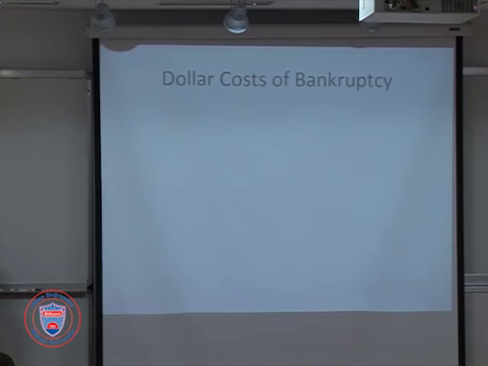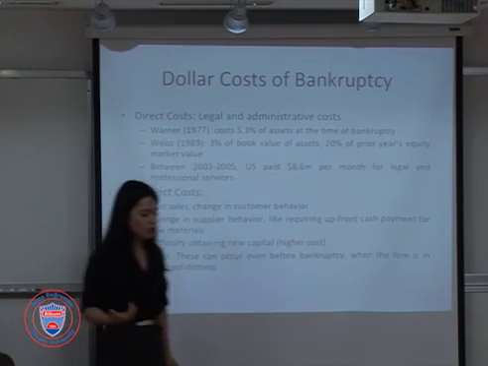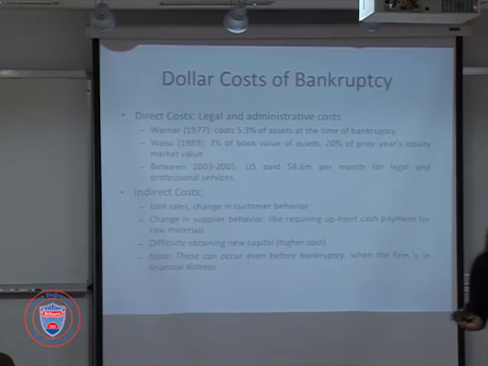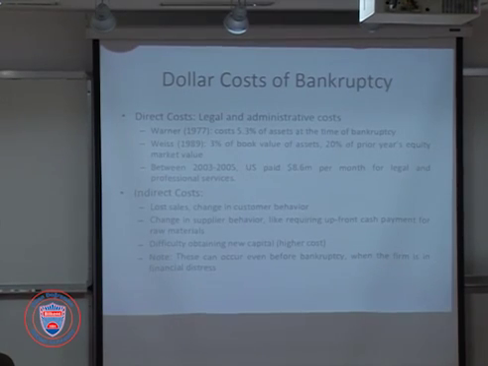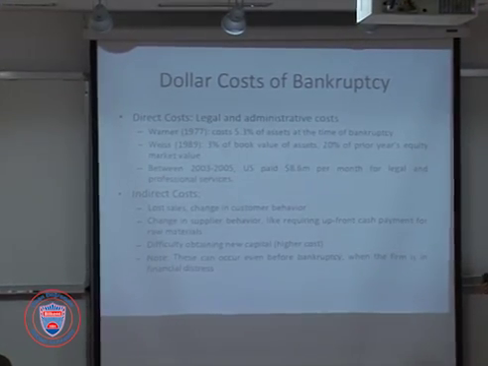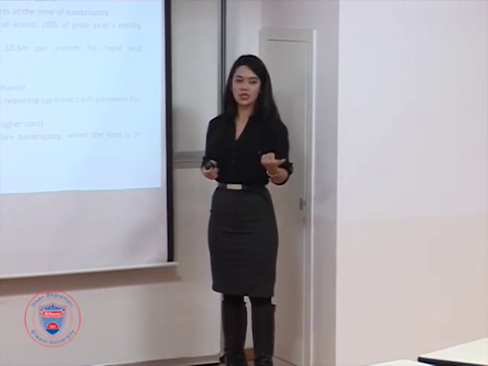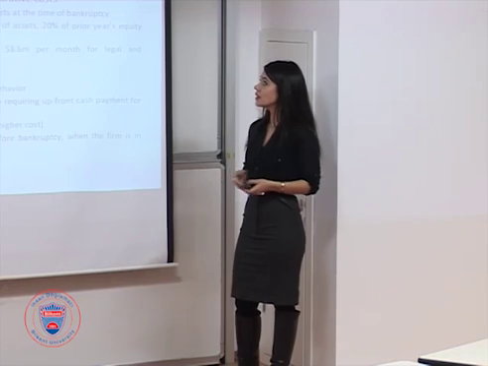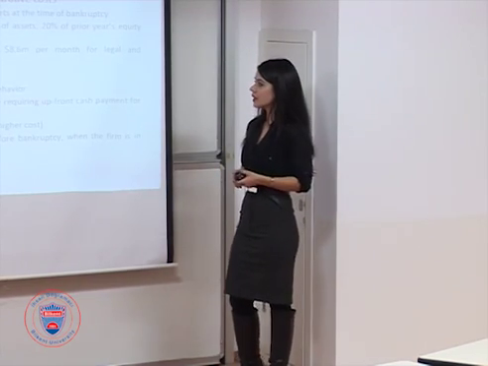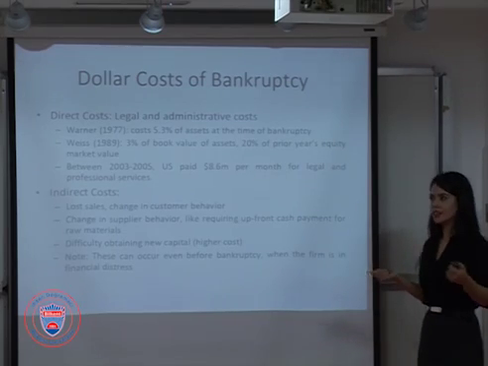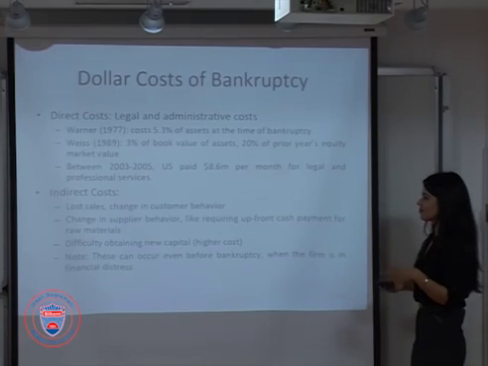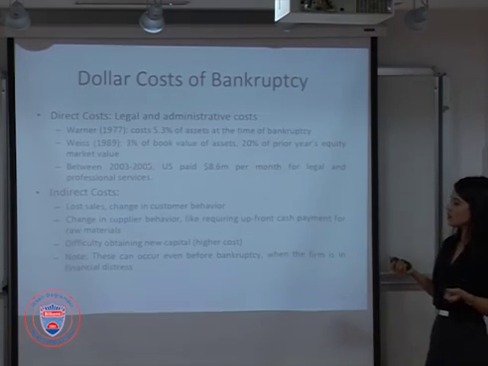Okay, dollar cost of bankruptcy. There are two kinds of cost of bankruptcy: direct cost and indirect cost. And let's see what they are. When I say direct cost, I'm talking about legal and administrative costs, all the professional services the company had to undertake. I have examples from very old academic studies. Warner, in 1977, showed that bankruptcy direct costs are around 5% of the assets at the time of the bankruptcy. Weiss, in 1989, showed that the bankruptcy costs are 3% of the book value of assets or 20% of the equity value of the company. More direct evidence or new evidence is between 2003 and 2005.